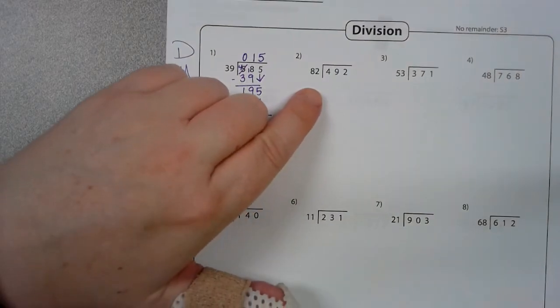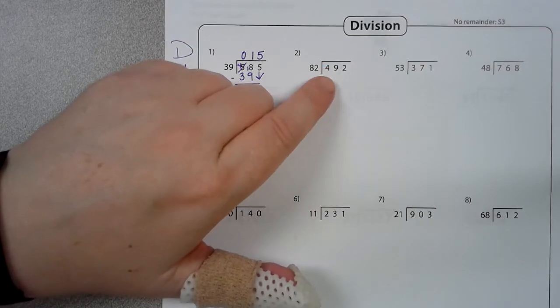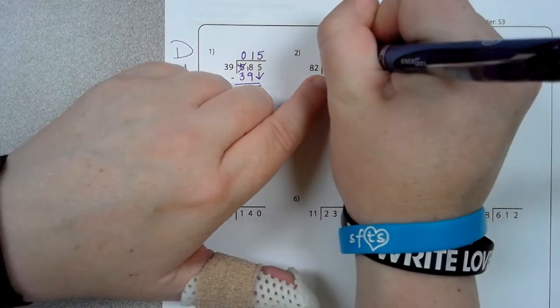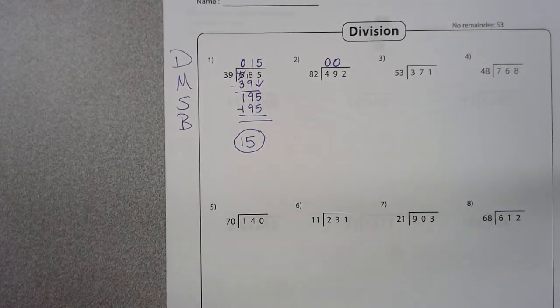All right, now I have 82 divided into 492. Now, 82 will not go into 4, but it also won't go into 49. So now I have to figure out how many times 82 will actually go into 492. So let's look at it. How many times will 8 go into 49 without going over? Well, I have 8 times 1 is 8. 8 times 2 is 16. 8 times 3 is 24. 8 times 4 is 32. 8 times 5 is 40. 8 times 6 is 46.